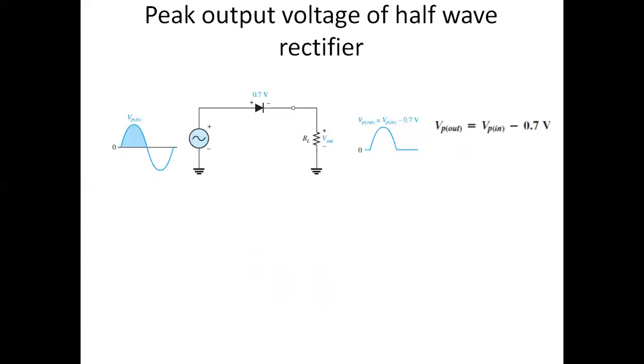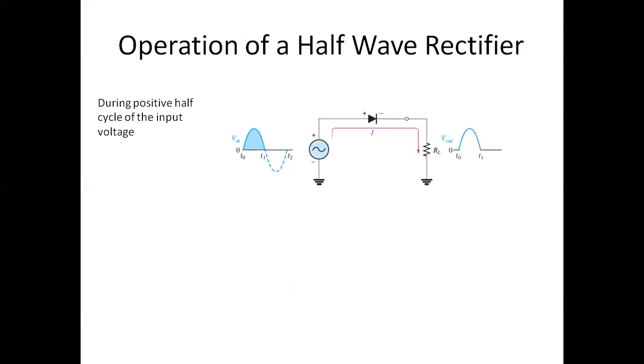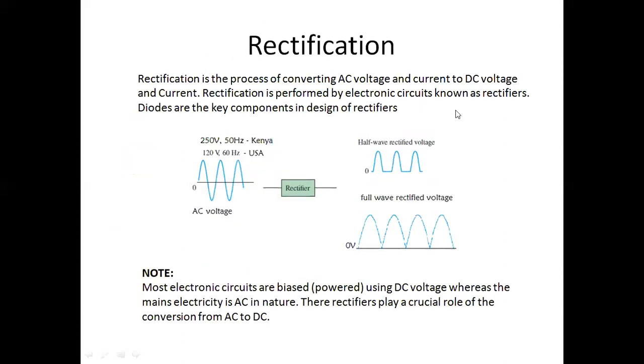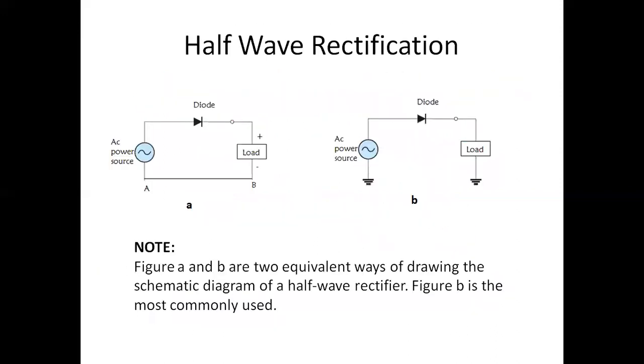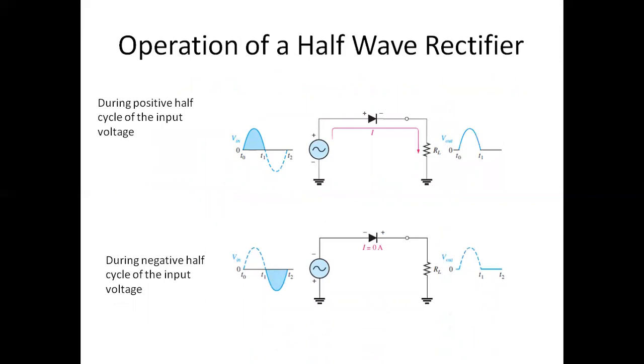During that period of time, what you end up with is a voltage waveform that looks like this. This is what happens during the positive half cycle. This is what happens when the negative half cycle is executed. In other words, during the negative half cycle, there is no voltage developed across the load. But during the positive cycle, a voltage is developed across the load. So that's the picture that is happening.